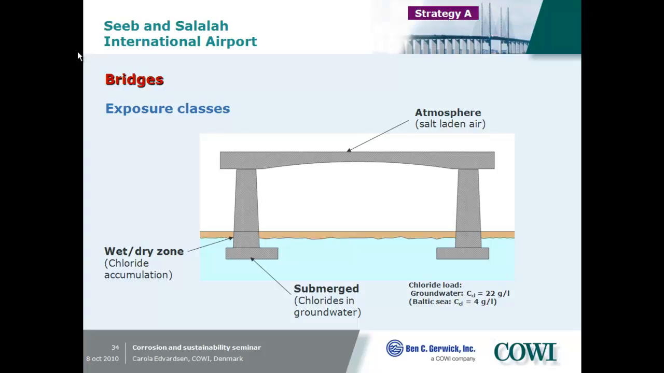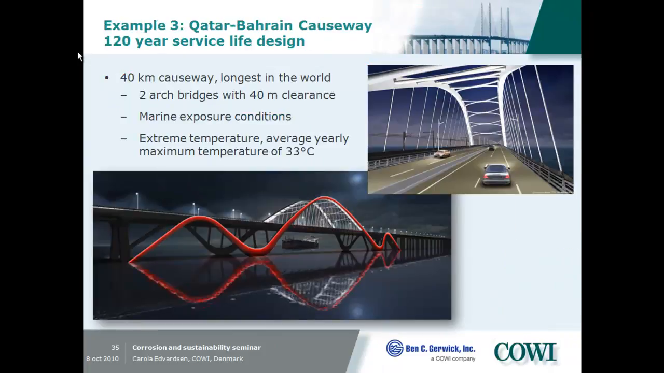And you can see that we have a decent high chloride content in the groundwater. We have 22 kilograms per cubic meter of chlorides here, compared to the Baltic Sea, where we normally operate in Denmark. We have about 4 kilograms per cubic meter.